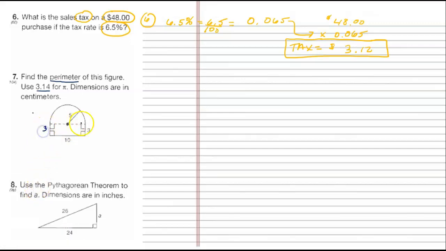This is 3. And then I need to find this half circle thing. So my radius is equal to 5. I know that the circumference, let's see, we are on 7. Circumference is equal to 2 pi r. You'll want to write that down, which is 2 times 3.14 times 5, which if I plug into my handy dandy calculator, 2 times 3.14 times 5, I get 31.4.